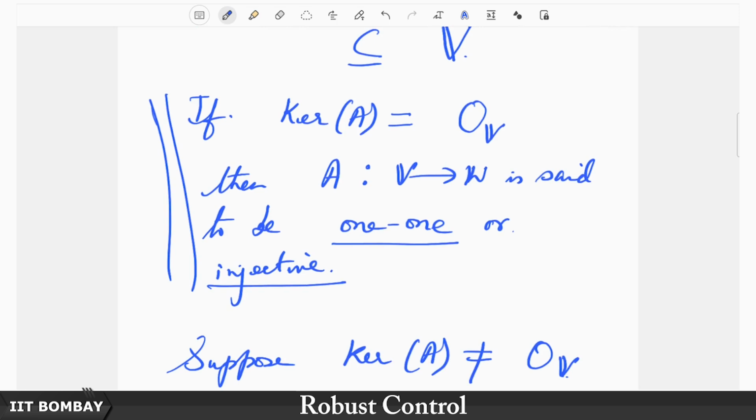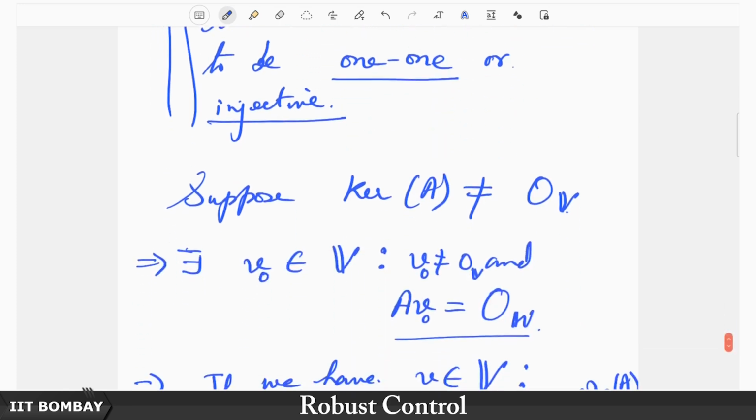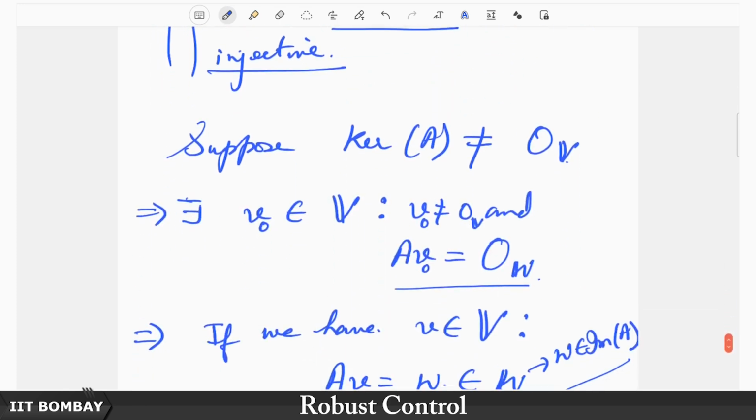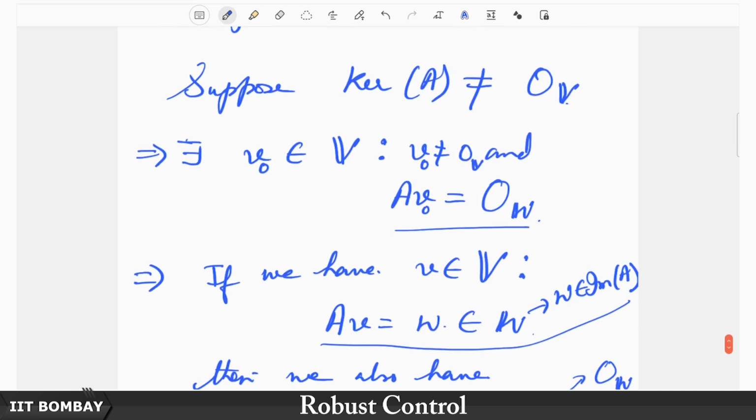I have just proved the contrary: if I assume that the kernel is non-trivial, then I showed you that there will be two distinct elements that map to the same element, right. So it is not one-to-one. So if the kernel is non-trivial, then you will certainly lose the one-to-one property, right.